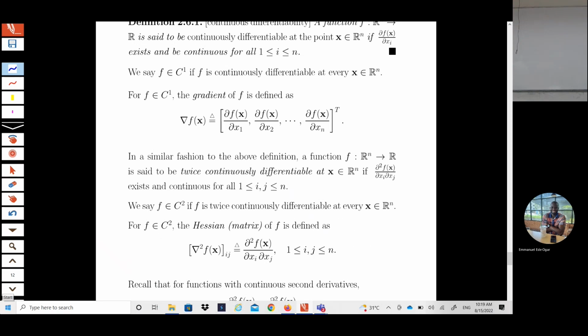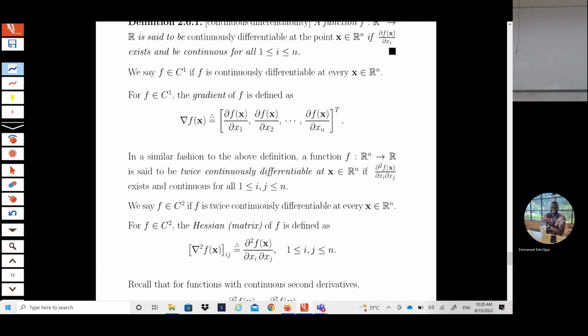Then in a similar fashion to the above definition, we look at the definition of twice continuously differentiable. The function f is said to be twice continuously differentiable at the point x if the second partial derivative with respect to xi, xj exists and is continuous for all i, j.